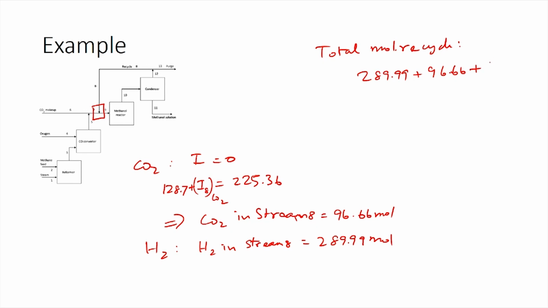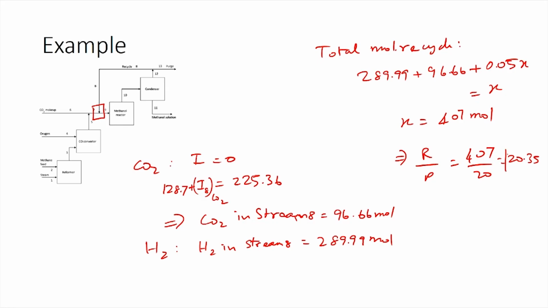whatever would be the moles of nitrogen, which is basically 5% of the total moles, so which is 0.05 times x, and x is the total number of moles. Using this, we can calculate the total number of moles which is recycled as 407 moles. So, the ratio of recycled to purge would be 407 to 20, which is 20.35.